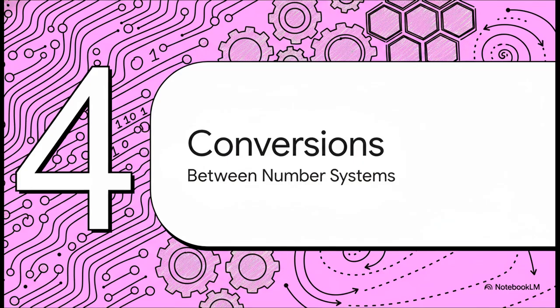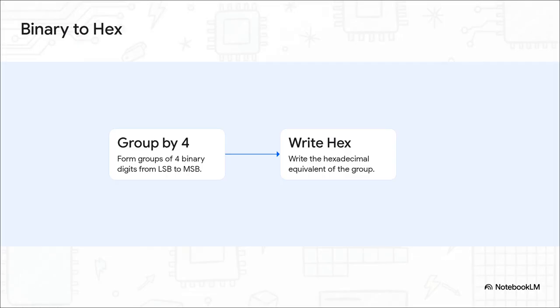Okay, next up, conversions. It's fascinating how seamlessly we can translate between these digital languages. Converting binary to hex is wonderfully straightforward. You just group your binary bits into clusters of 4, starting from the right side, the least significant bit, and moving left. Then swap each group for its single hexadecimal equivalent. Oh, and a quick trick. If your final group on the far left is short a few digits, just pad it out with zeros to make a complete set of 4.